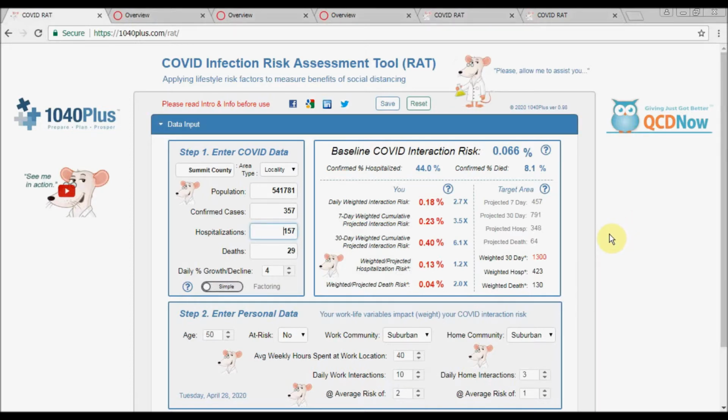Okay, let's get started by entering data, and we do that here in step one. As you can see, I'm in Summit County. We can also study state or national data. You'll have to do a little bit of homework to determine the population of your area. But we use cases, hospitalizations, which not all localities will provide. In one of my links below, you'll see a tip on how to estimate that.